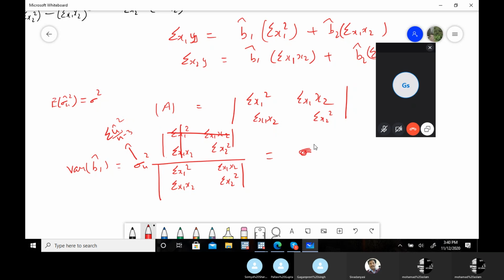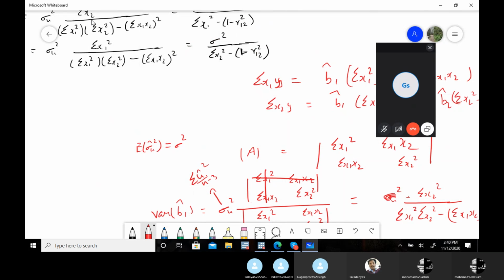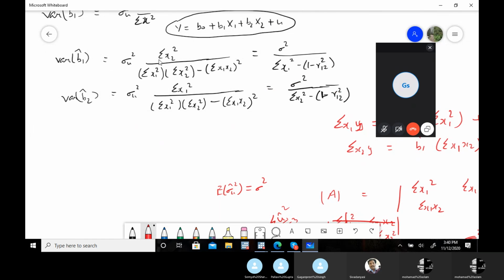And the remaining part is the formula of variance of beta 1. Sigma square multiplied by summation x2 square, divided by this cross multiplication: summation x1 square summation x2 square minus summation x1 x2 whole square. Now just see, is it the formula, right? This is for the beta 1.